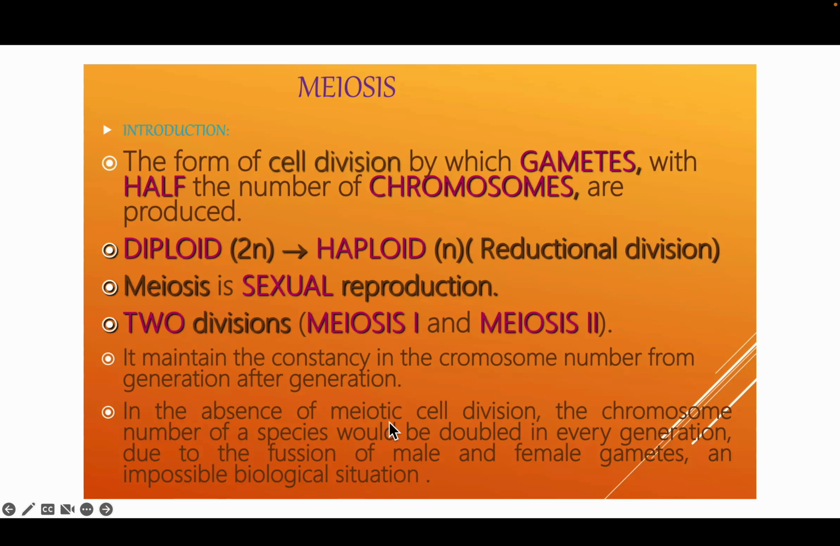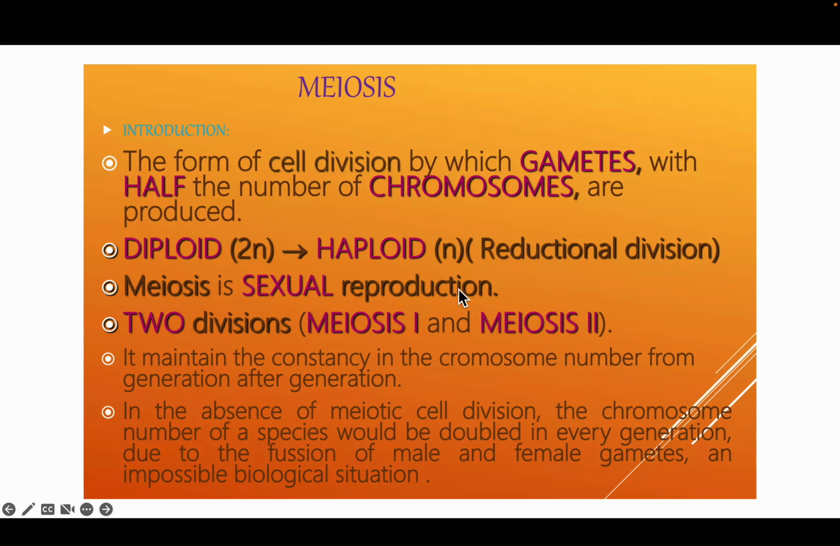We'll briefly start about meiosis and go through it slowly. So what is meiosis, and how does it differ from mitosis? Mitosis basically helps in dividing cells, but meiosis helps to increase the progeny. It is a form of cell division by which gametes with half the number of chromosomes are produced. From a diploid cell, haploid gametes are produced, so it's also called reductional division.